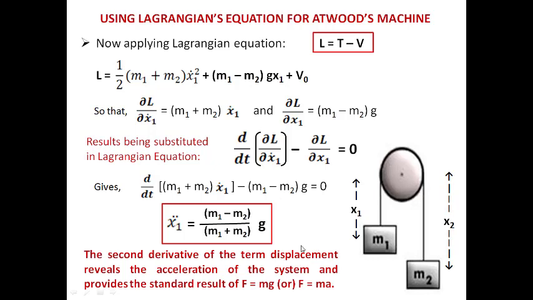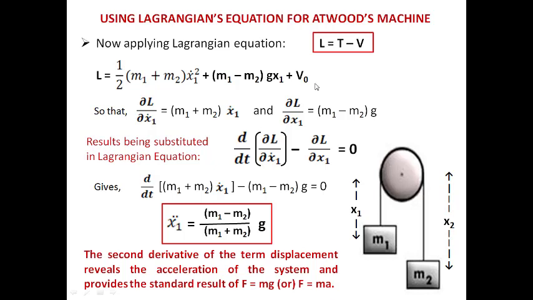Now I am going to apply the Lagrangian equation. We already know the Lagrangian L will be equal to T minus V. We have already derived the term T from the earlier equations, and we just take the value of V from the earlier derivations. Once we substitute these two terms here, we get the final equation of L.